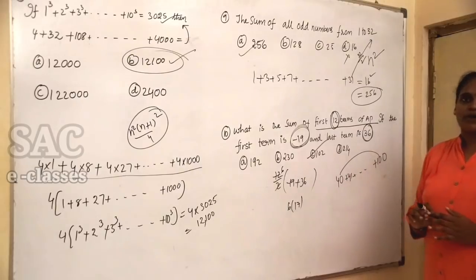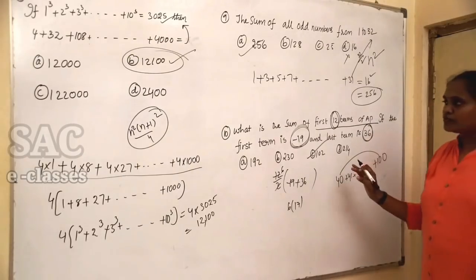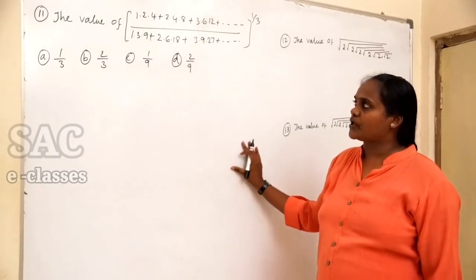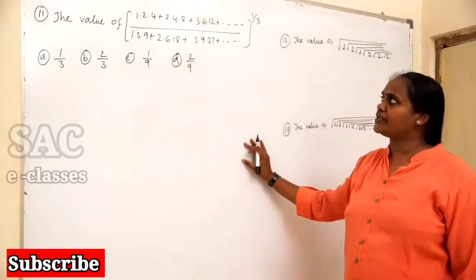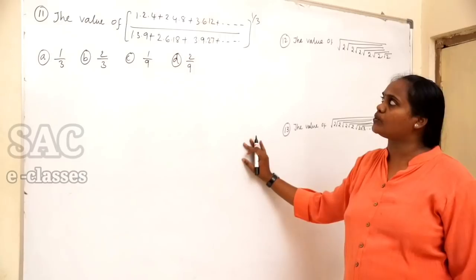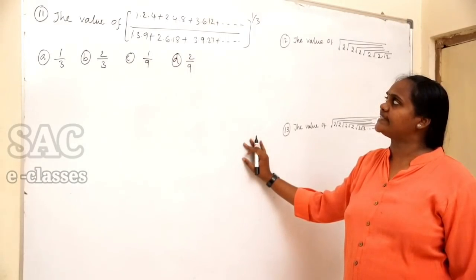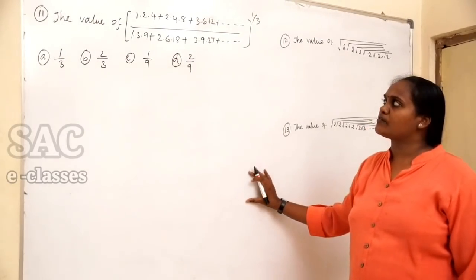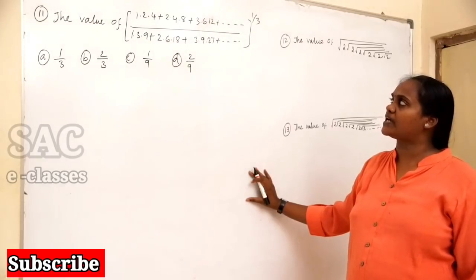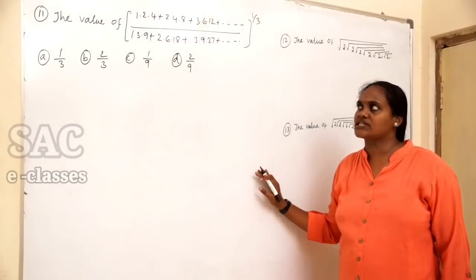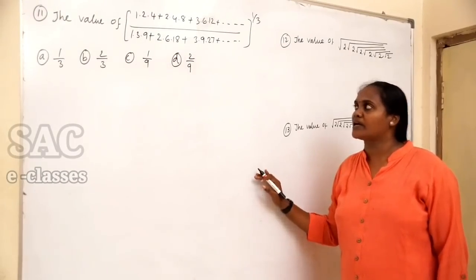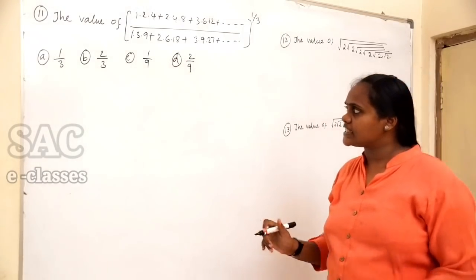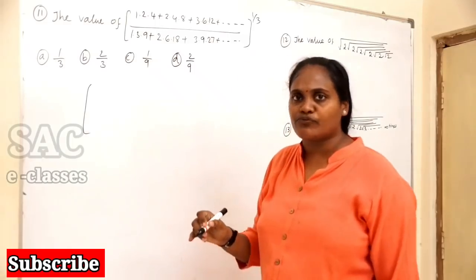We are having some more problems based on the same squares, cubes and AP. Let's discuss more examples now. Now we are in the 11th problem. The value of 1 into 2 into 4 plus 2 into 4 into 8 plus 3 into 6 into 12 plus and so on, by 1 into 3 into 9 plus 2 into 6 into 18 plus 3 into 9 into 27 and so on, whole power 1 by 3 is given. The problem seems to be very tricky and tough.